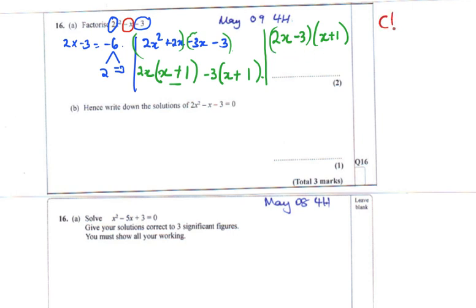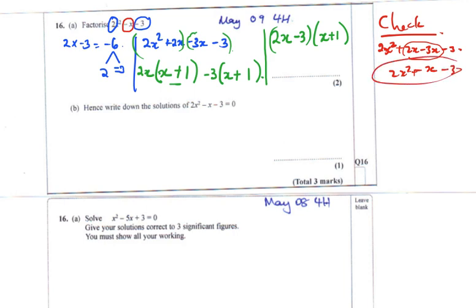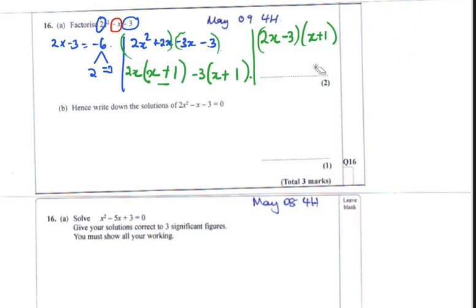You can check to confirm that your answer is correct. You can open the brackets. So this is 2x squared plus 2x minus 3x minus 3. Okay, so this here is giving us minus x, and then 2x, and then minus 3. So basically our answer is correct. Yeah, so that is the answer for that.